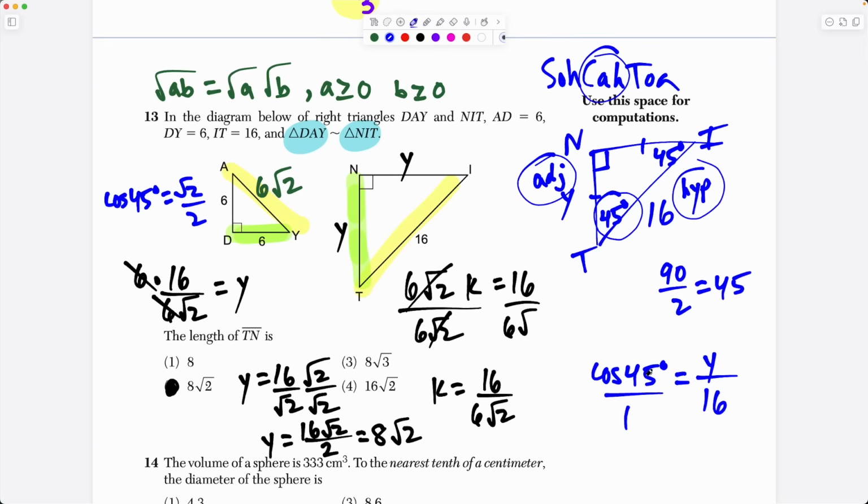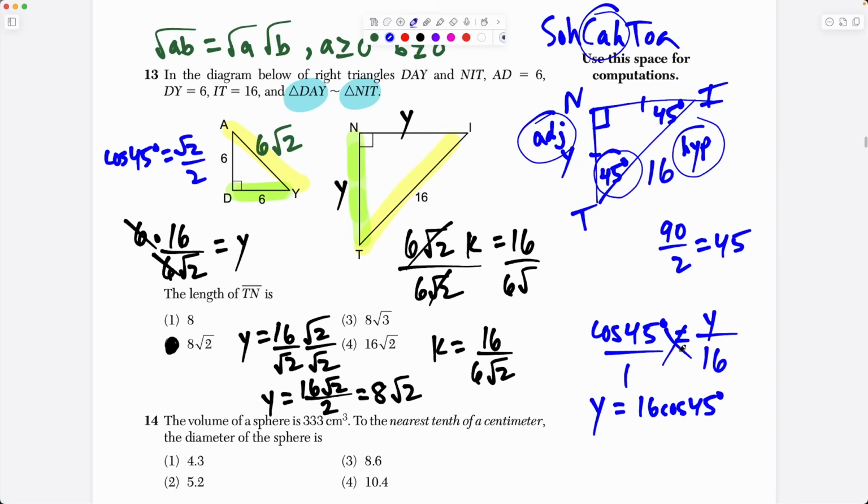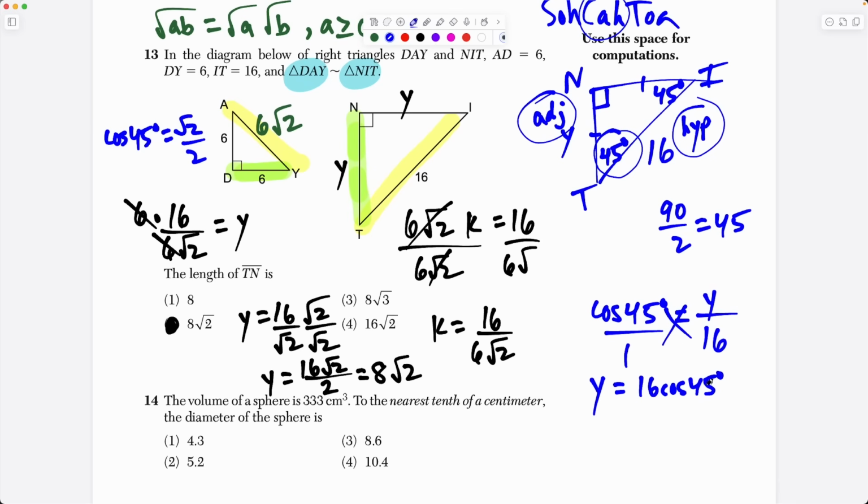What you could do is just say cosine 45 over 1, cross multiply, and you get y equals 16 cosine 45. And if you work out the decimal value of this, it's going to match choice 2. If you really want to reach nirvana here and learn this for enlightenment, once again, this is 16 times cosine of 45, which is square root 2 over 2. And then 16 divided by 2 is 8. So you still get 8 square root 2, which lines up with choice 2.